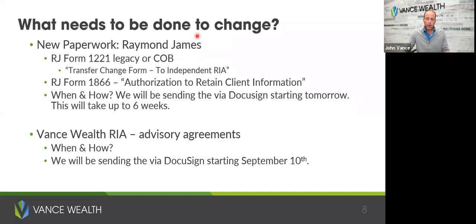And so new paperwork. So there's going to be kind of two batches of new paperwork. We have paperwork that we're going to fill out at Raymond James, which is basically going to transfer. So there's a form 1221, which is the transfer change form to an independent RIA. So your accounts are going to be physically the same account number, and they're just going to change from one department at Raymond James to the independent RIA side. So it's an internal move. Then we also have to fill out an 1866, an authorization to retain client information. Because we're moving from one branch of Raymond James to an independent investment advisor division, we have to then have you sign an authorization to retain client information.